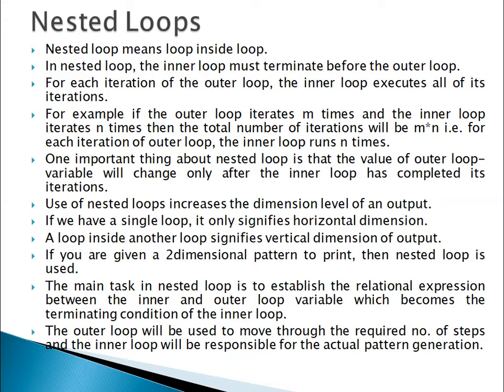Let us see it by example. If the outer loop has an iteration of m times, that means it has to execute m times, and the inner loop has to execute n times. So the total number of iterations will be m into n. How? Because for each iteration of the outer loop, the inner loop will run n times. So how many iterations are there of the outer loop? M. And the inside one is n. So for each value of outer loop, inner loop has to run n times. So how many values are of outer loop? M. So total iterations will be m multiplied by n.